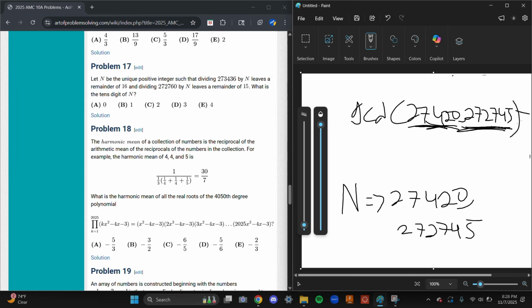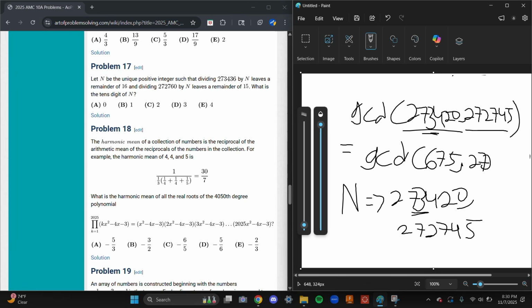So this GCD is going to be equal to the GCD of 27420. And then, oh wait, no, I should have gone the other way around. My bad. Yeah, so subtracting this number here from this number. Okay, yeah, so I was missing the digit 3 in this number, so my bad. So yeah, by the Euclidean algorithm, this is going to be equal to the GCD of this number minus this number, which is going to be 675, and 272,745.